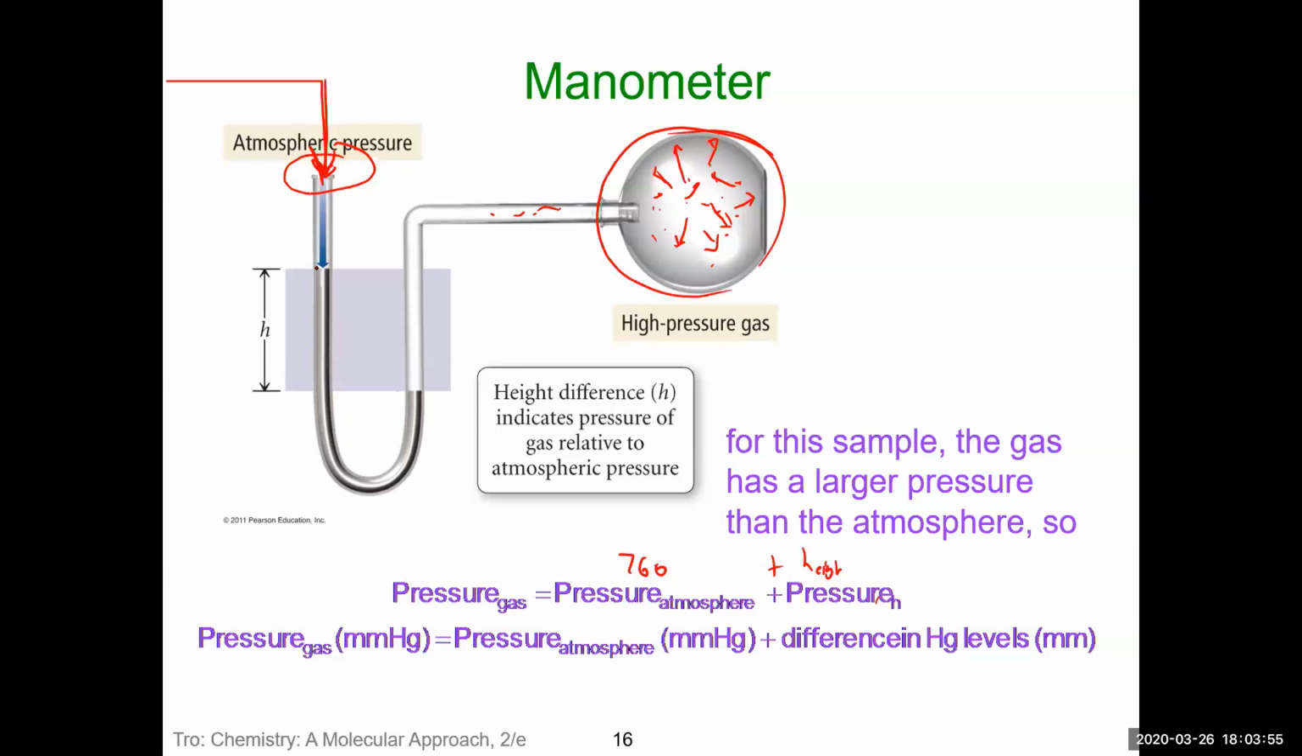If atmospheric pressure was greater, so let's say it looked like this. That means that the atmospheric pressure is actually greater than the pressure of the gas. So then you would actually subtract it. In homework, you're going to practice that a lot. So what you're looking for is who's winning. If the gas is winning, that means you're going to have to add 760. If the atmosphere is winning, then you'll subtract 760.